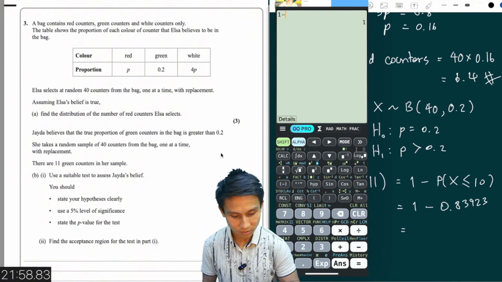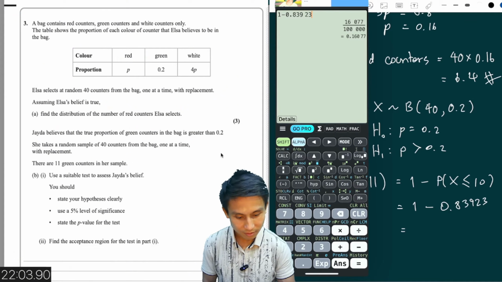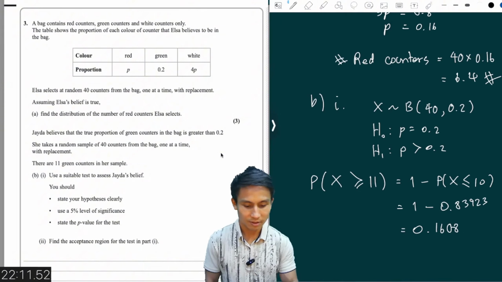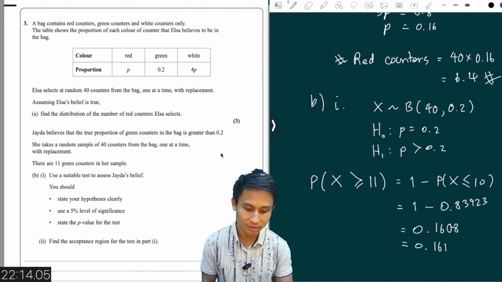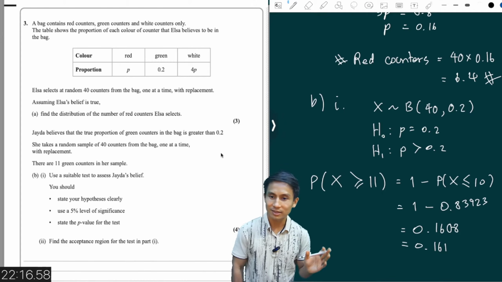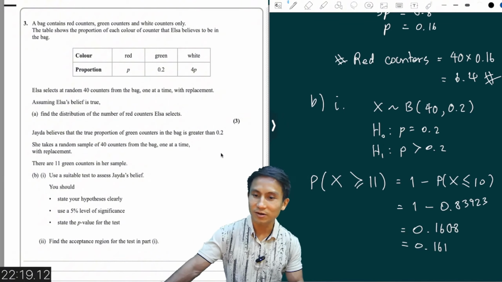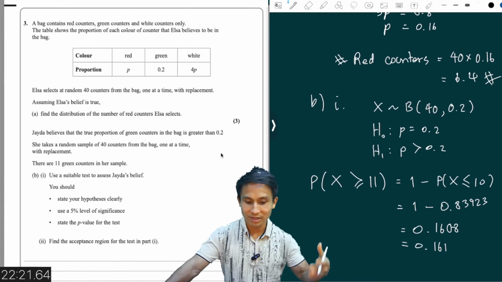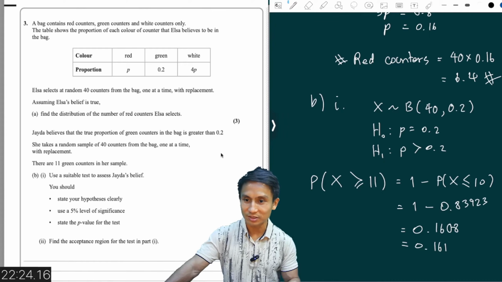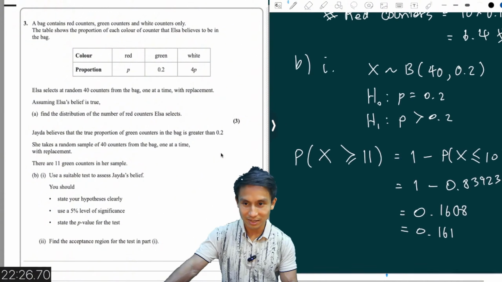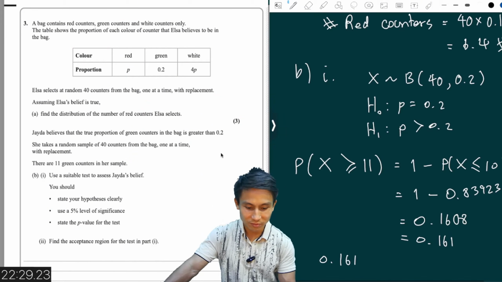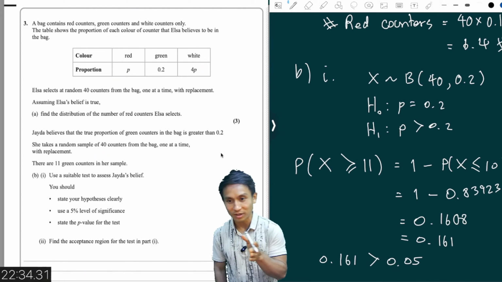So if we do 1 minus that, using a calculator. Okay, so 1 minus 0.83923 gives 0.161. And this is the probability of X being at least 11, right? Using this distribution, and clearly 0.161 is greater than 0.05, which is the significance level here, 0.05.